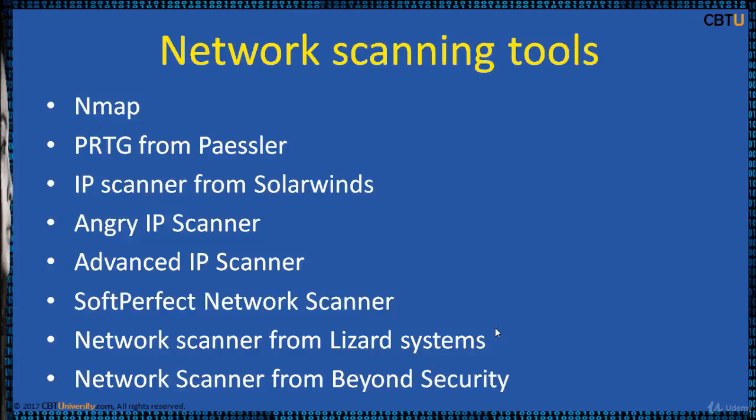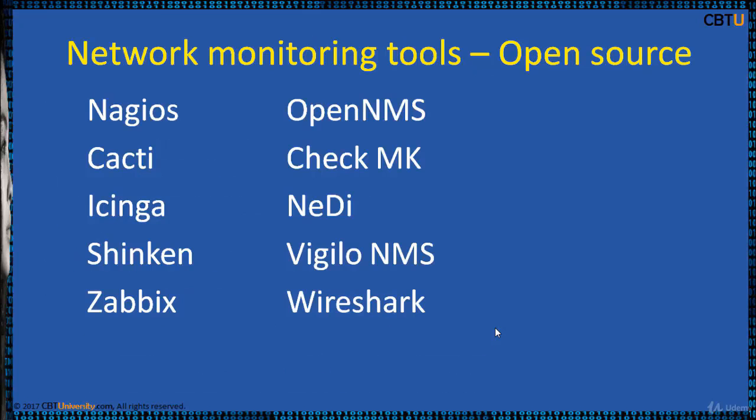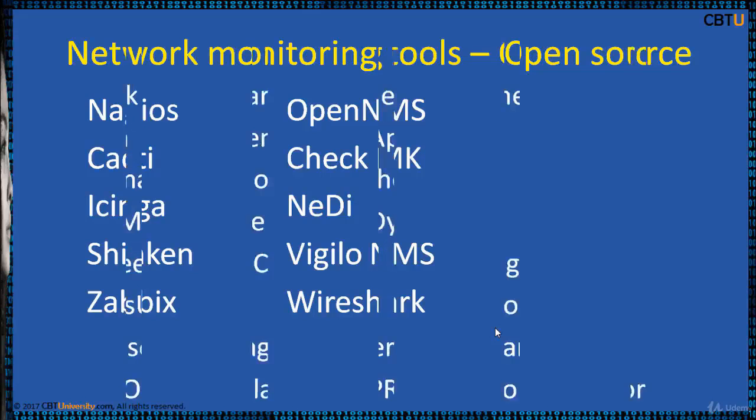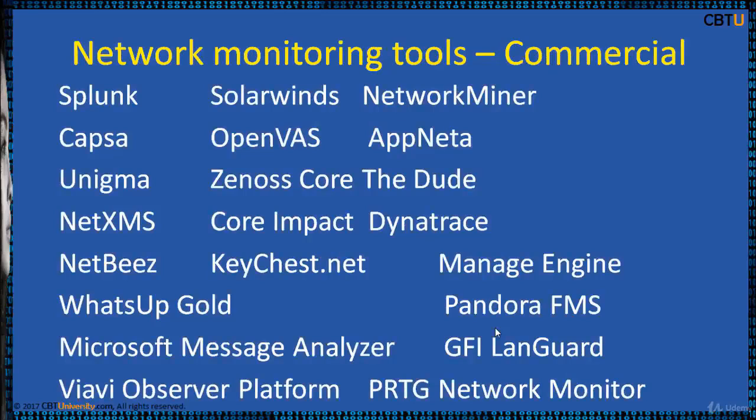These are some of the popular network scanning tools. We have many multipurpose tools which do scanning, monitoring, analysis and remediation for vulnerabilities as well. These are the open source network monitoring tools: Nagios, Cacti, Icinga, Shinken, Zabbix, OpenNMS, etc.